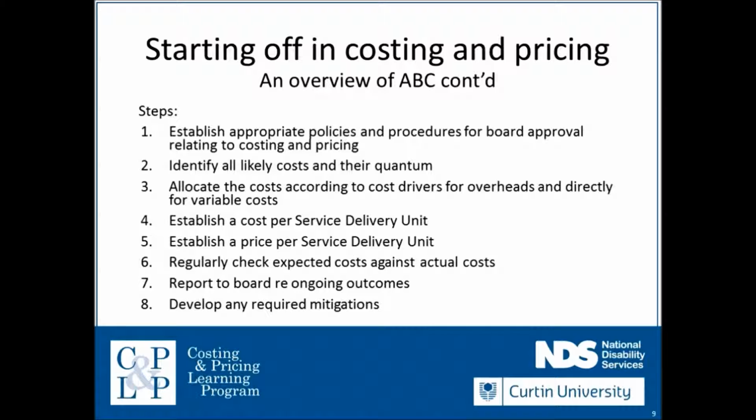Further to that, there are a number of steps that you need to take into account as you approach activity-based costing. Those steps are outlined on this slide. First and foremost, of course, you need to establish appropriate policies and procedures for board approval relating to costing and pricing. This might include such things as what the board would like to have reported to it, what kind of information is required to make the board feel comfortable that the organisation is actually covering all of its costs and making a margin, and finally, what the board needs to understand in accepting budgets and looking at sustainability going forward.